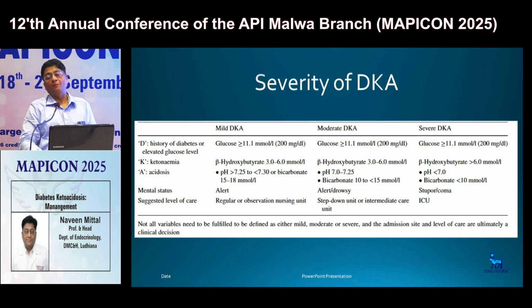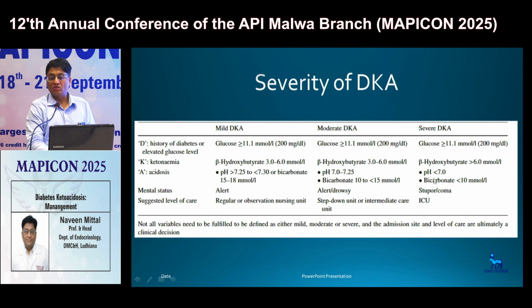First is where to keep the patient. Assess the severity of the patient's diabetic ketoacidosis. Look at the mental status. If the patient is stuporous or comatose, it is severe ketoacidosis. If the patient is drowsy, it is moderate. If the patient is alert, it is mild.